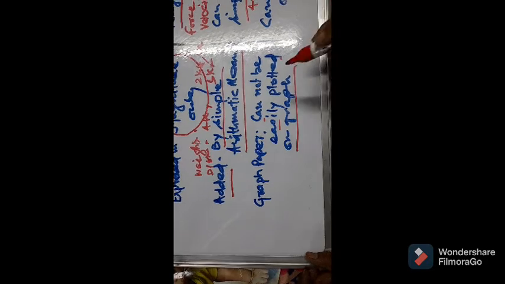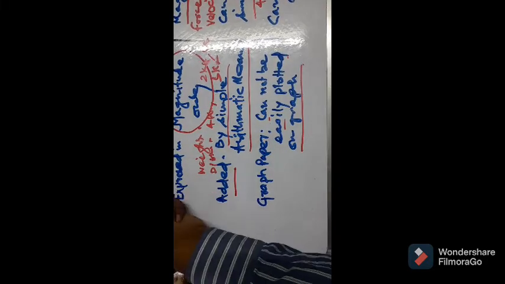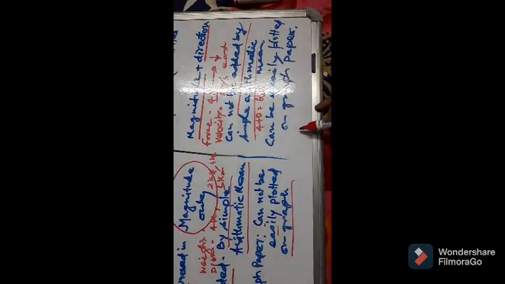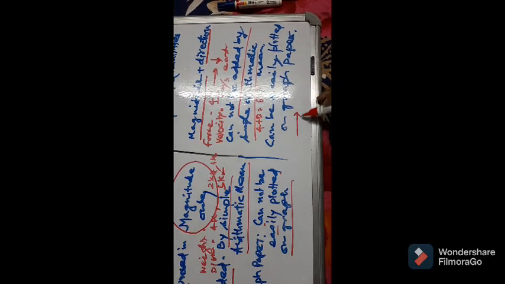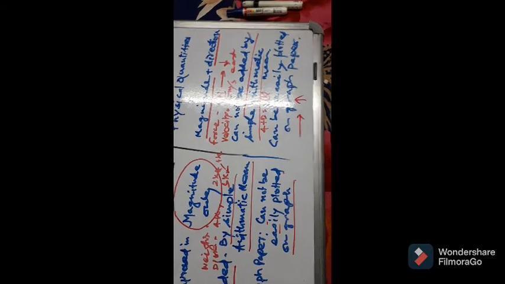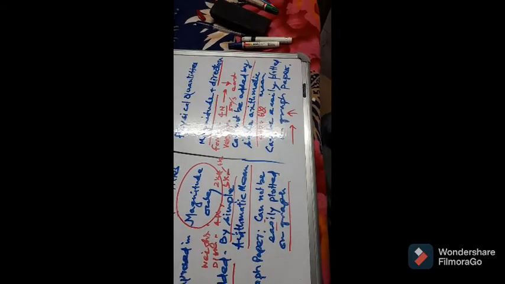And on graph paper, the difference is very clear. Scalar quantities cannot be easily plotted on graph paper. Because why? Because direction is not mentioned here. Direction is not taken in measuring a scalar quantity. But vector quantities can be easily plotted on graph paper because direction is also mentioned.